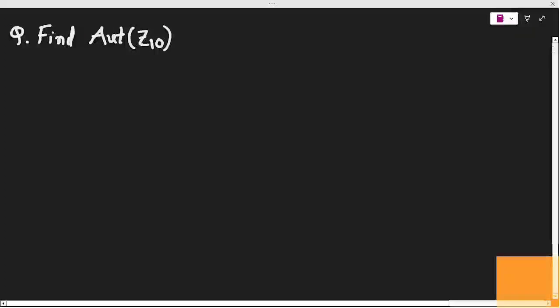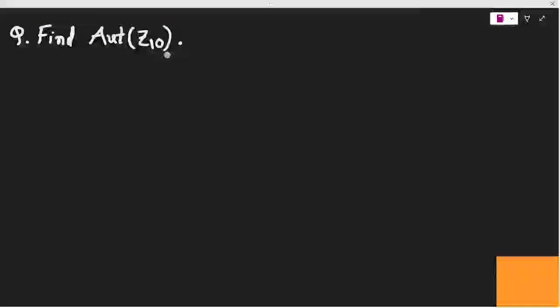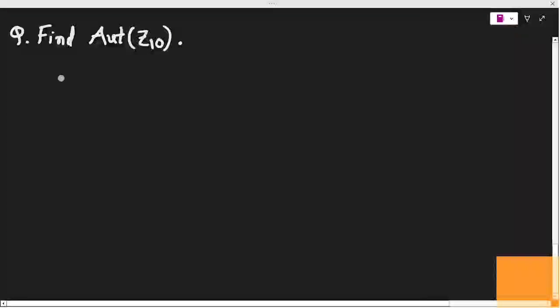Find the automorphisms of Z10. That means we have to find all the functions from the group Z10 to Z10 which are isomorphisms. That is, automorphisms. Now there is a trick for finding this. Okay, so let us solve.